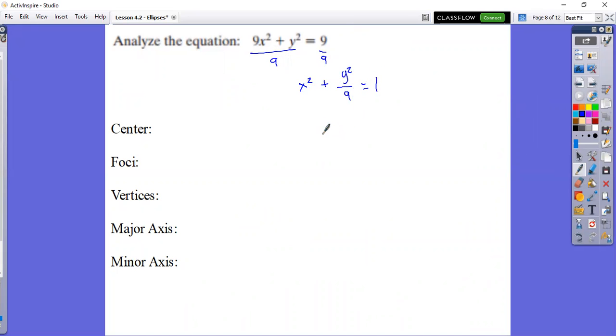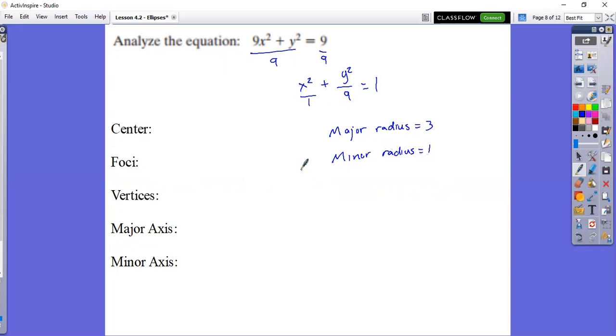So again, we're not going to do this whole thing, but what I can determine from this is that the major radius would be equal to 3, because that's the square root of this number right here. And remember, even though this is just x squared, we can think of this as x squared over 1. So then the minor radius would be equal to 1.